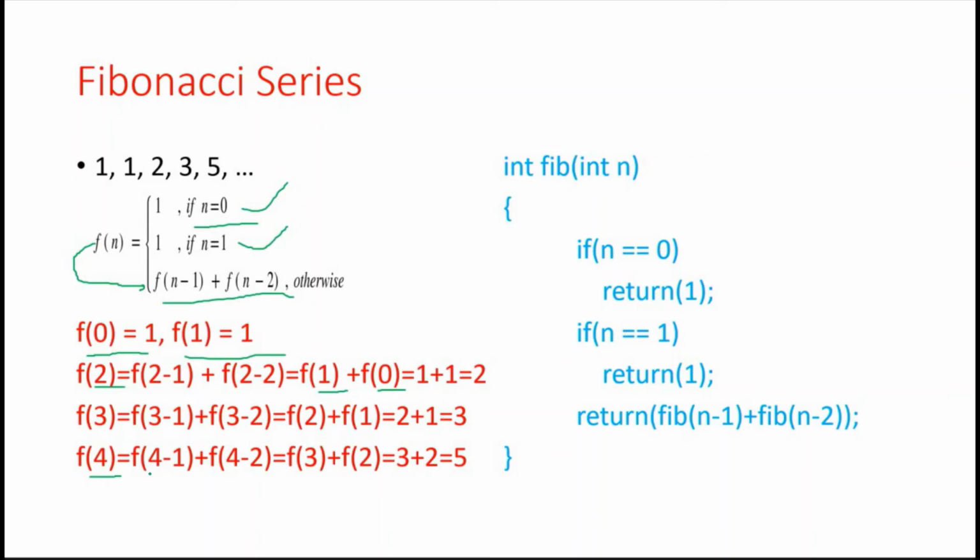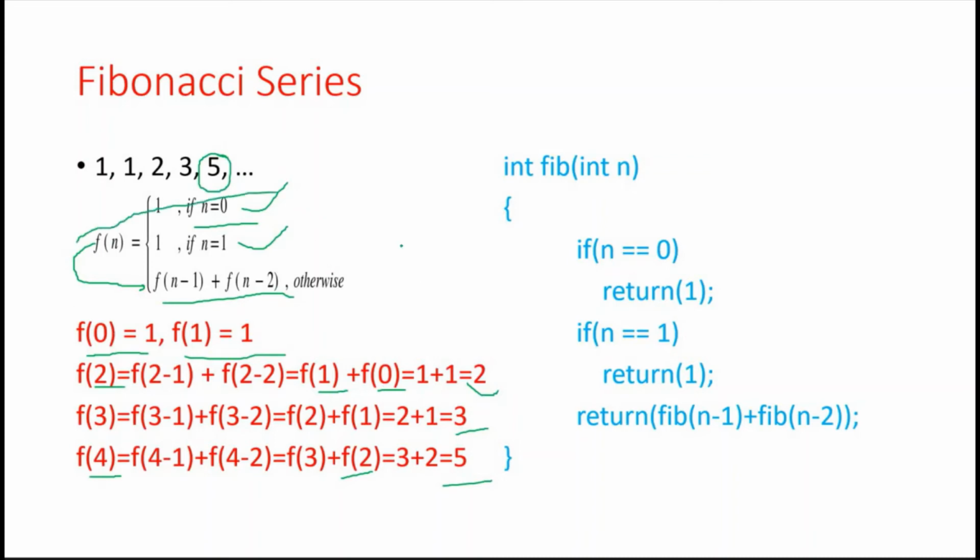If we call f(4), it will have f(4-1) and f(4-2), that is f(3) and f(2), which we have found earlier: the value of f(3) is 3 and the value of f(2) is 2. Just put these values, 3 plus 2, which will be 5. The value of f(4) is 5. This is 0, 1, 2, 3, 4. Okay.